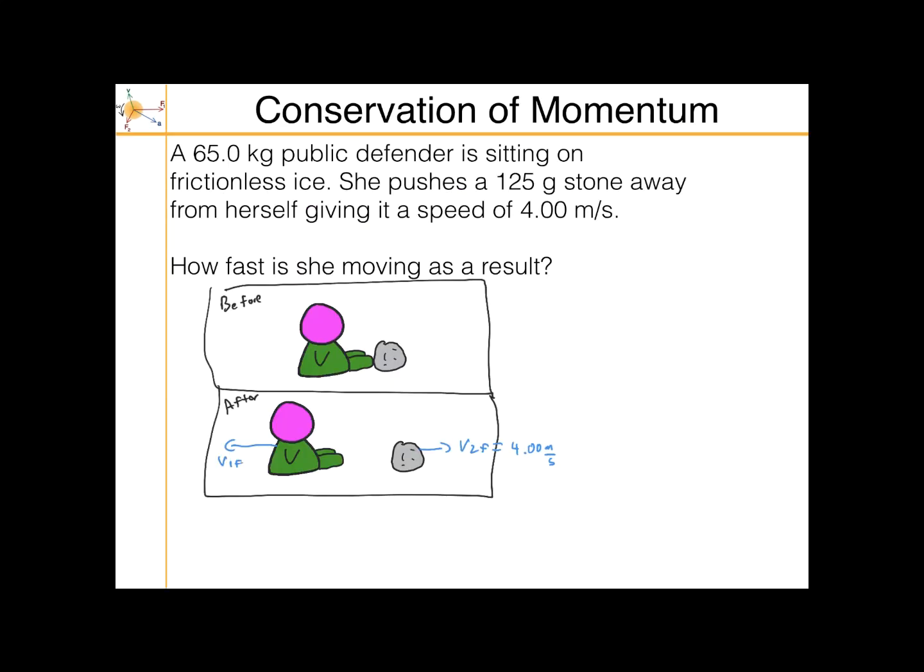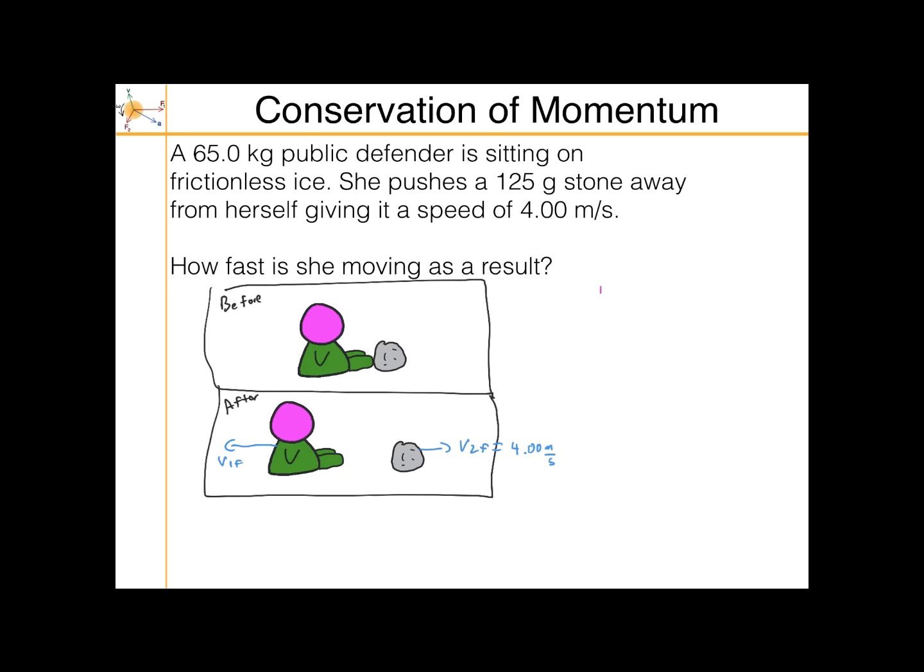So I'd like to do 3 more examples, sort of ranging over all the different types of collisions we've looked at so far. So this is similar to one we did before. A 65 kilogram public defender is sitting on frictionless ice. She pushes a 125 gram stone away from herself, giving it a speed of 4 meters per second. How fast is she moving as a result? So before, they're both at rest, and then they end up moving, and we have the speed of the rock afterwards, and we can use everything to figure out the speed of her as well. So let's start by writing down everything we know.